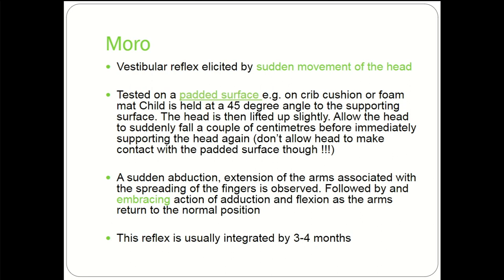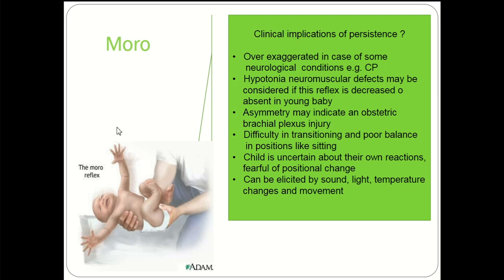In response to that, there will be sudden abduction and extension of the arms, associated with spreading of the fingers, followed by an embracing action of adduction and flexion as the arms return to the normal position. This reflex is usually integrated by 3 to 4 months. So it is elicited like this: sudden abduction, opening of the fingers that you can find here, on letting the head down, and suddenly holding the head again before reaching the padded surface.